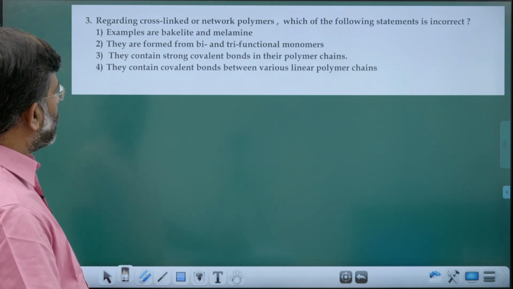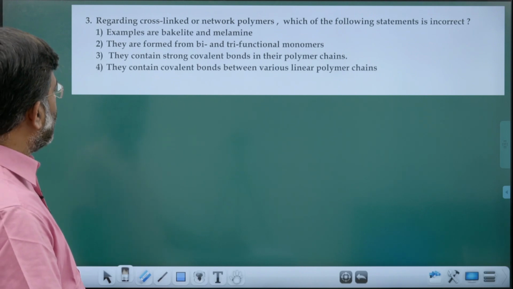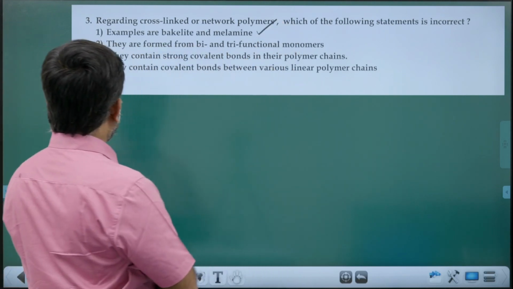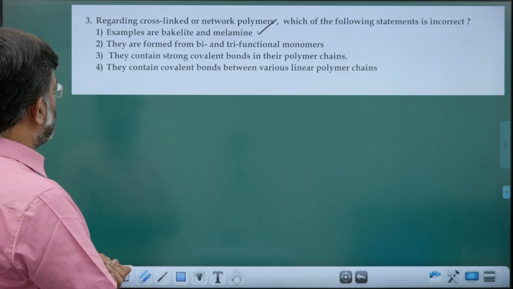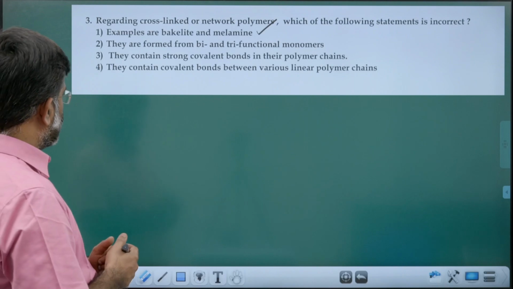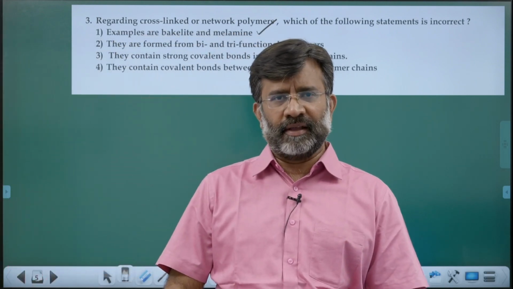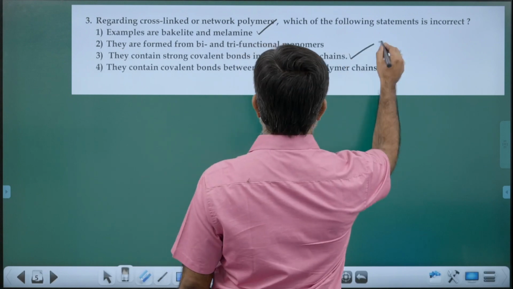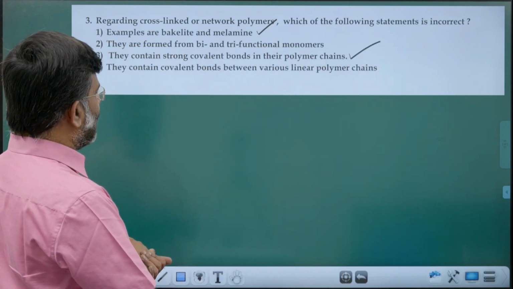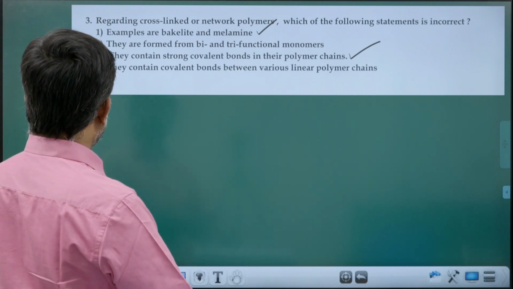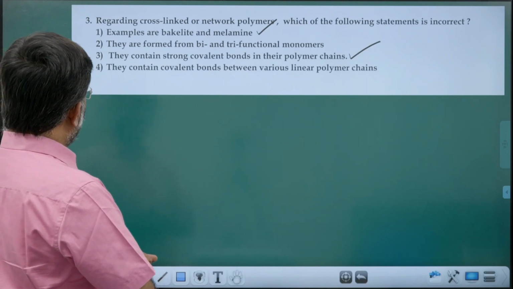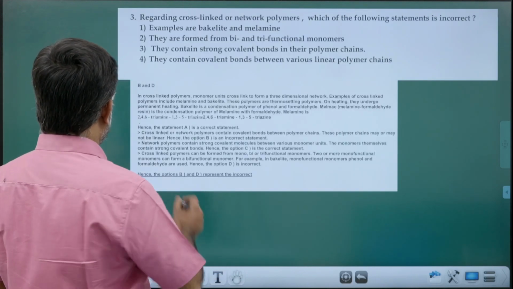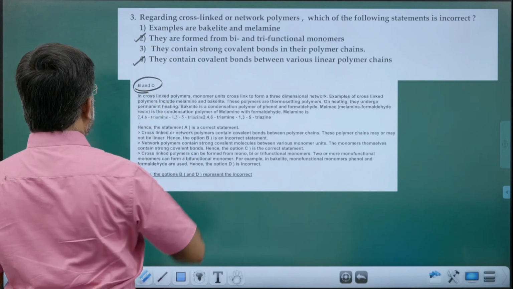Regarding cross-linked or network polymers, which of the following statements is incorrect? That is the question. Examples are bakelite, melamine. That is correct. They are formed from trifunctional monomers. That is partially correct; it can be monofunctional, bifunctional, trifunctional. They contain strong covalent bonds in their polymer chain. That is also correct. They contain covalent bonds between various linear polymer chains. That is not correct. The correct answer must be 4. At the same time, I find that the second choice is also partially incorrect. So let us examine. The answer is B and D. Exactly, so the answer key will go for 2 and 4.